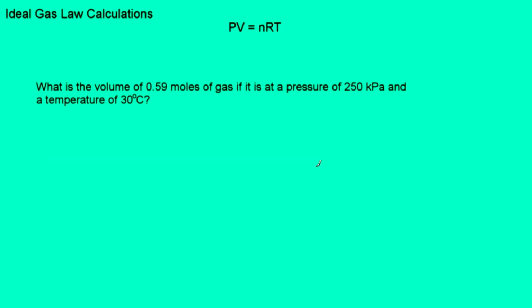All right, so let's get to a regular run-of-the-mill ideal gas law problem. Here's our formula. Here's our question. What is the volume? We're looking for volume here. If we have 0.59 moles of a gas, a pressure of 250 kPa, and a temperature of 30 Celsius. All right, so we're just going to plug in numbers to our formula. One of the ways you'll recognize an ideal gas law problem is if you see the word moles, because this is the only formula that deals with moles. So right away, when you see moles, you should be thinking PV equals nRT.